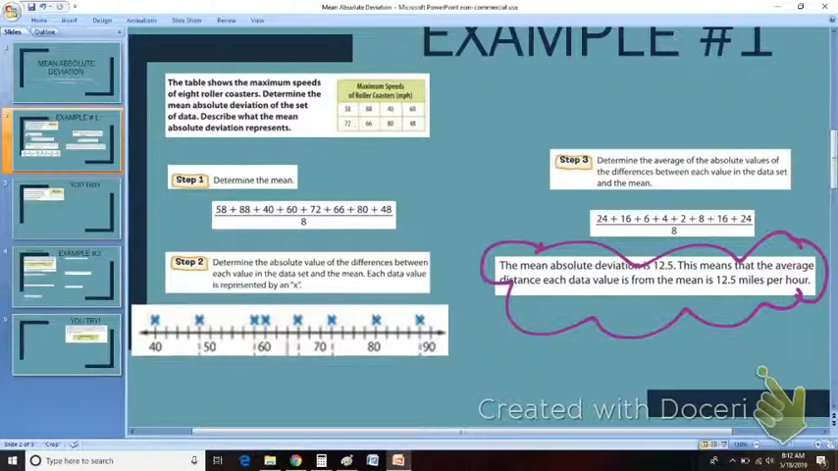Okay, this means that the average distance each data value is from the mean is 12.5 miles per hour. Because if you go back to our table, we're talking about miles per hour. So pretty much what you're doing is finding the average, subtracting, and then finding the average again.